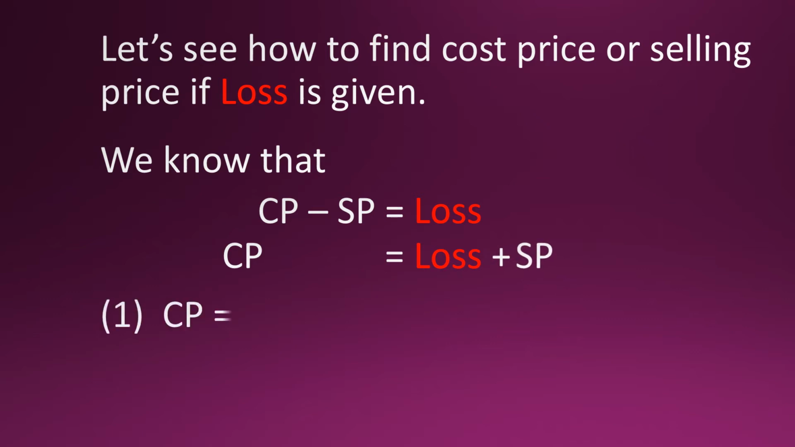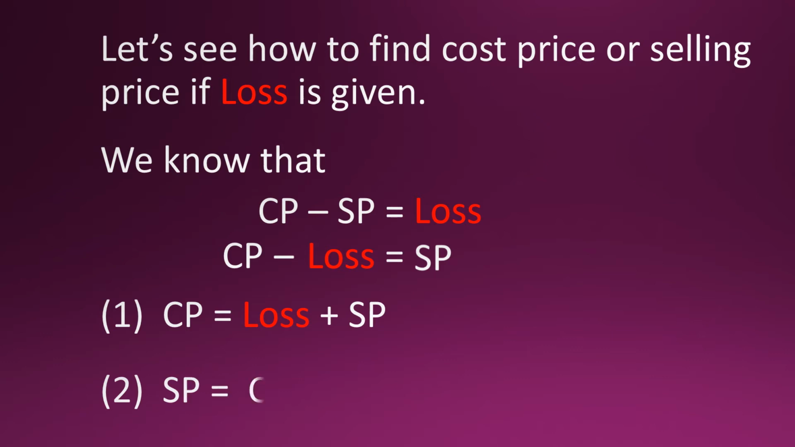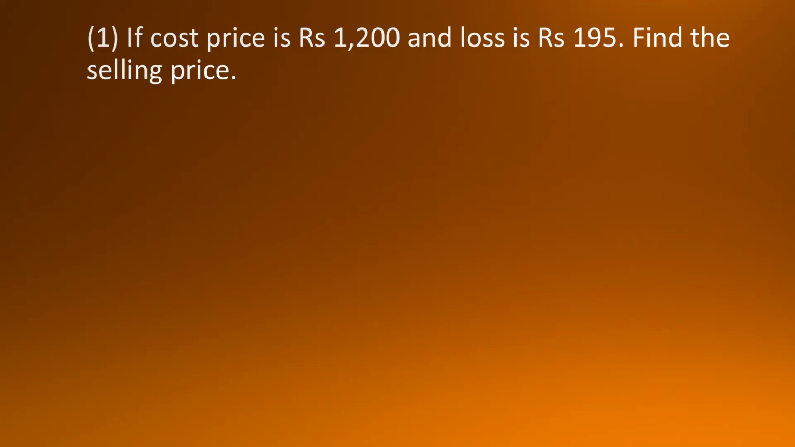So the first formula is CP is equal to loss plus SP. To find the value of SP, take loss to another side of the equal to sign. It becomes minus loss. So the second formula is CP minus loss is equal to SP, or SP is equal to CP minus loss. Now let's solve some examples to understand it in a better way.